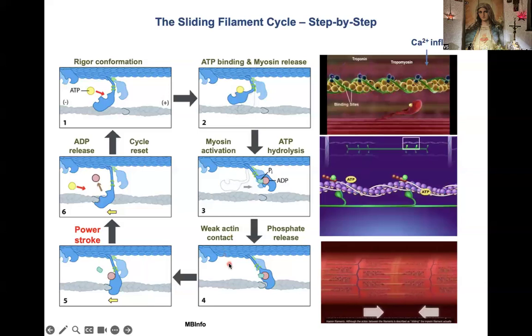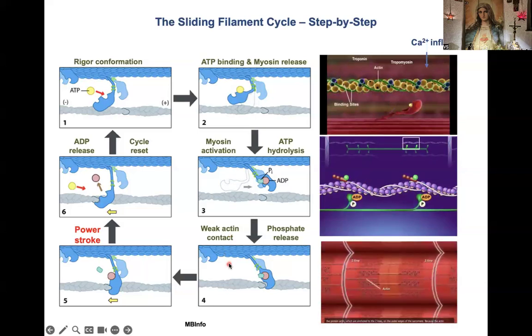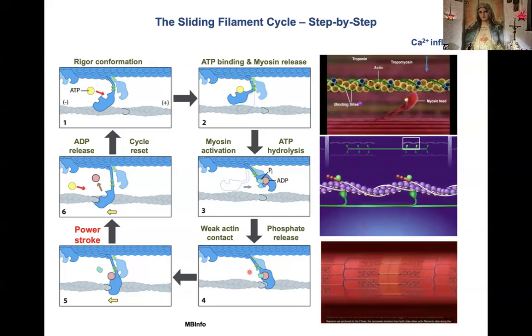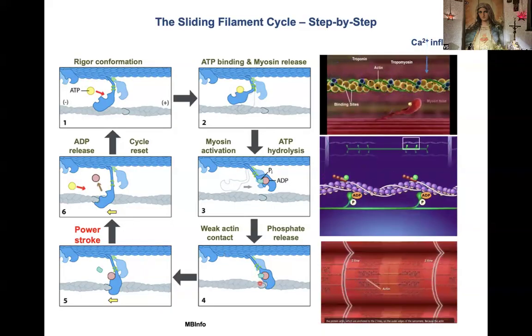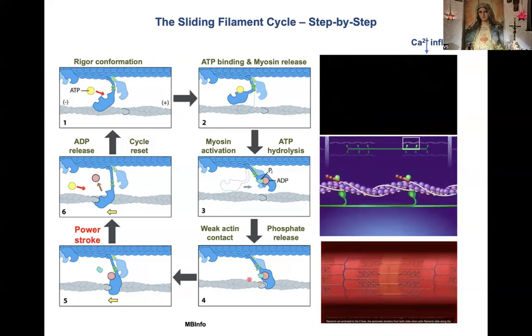Step 4. Weak actin contact and phosphate release. Myosin head lightly touching actin. Myosin makes weak contact with actin. This interaction releases inorganic phosphate, preparing for the next major step.